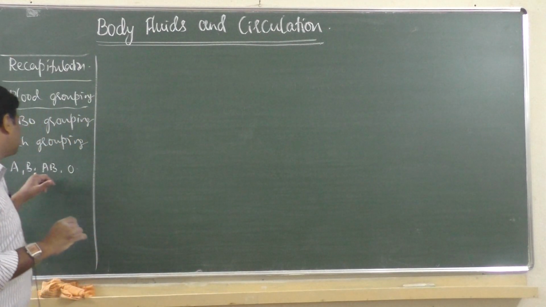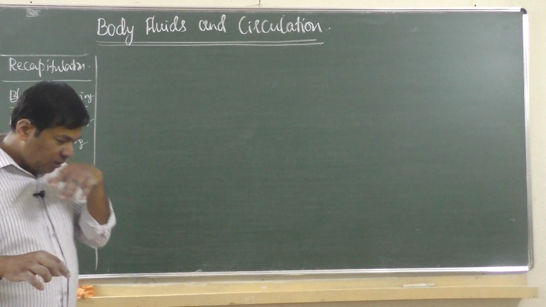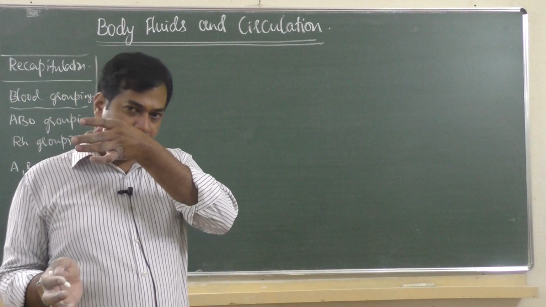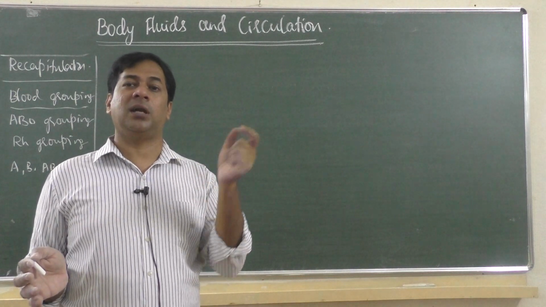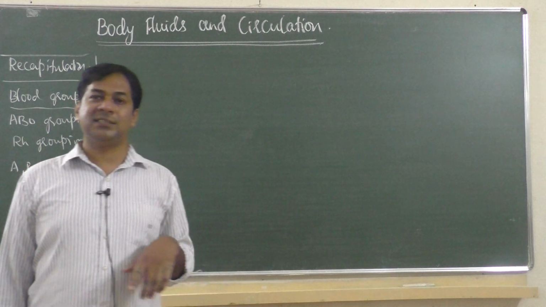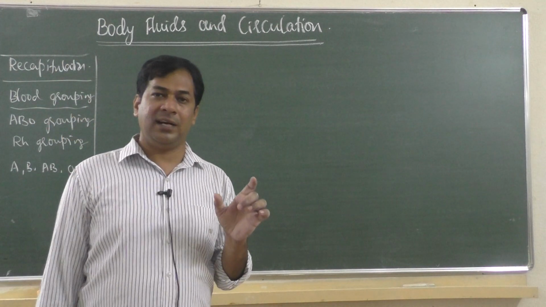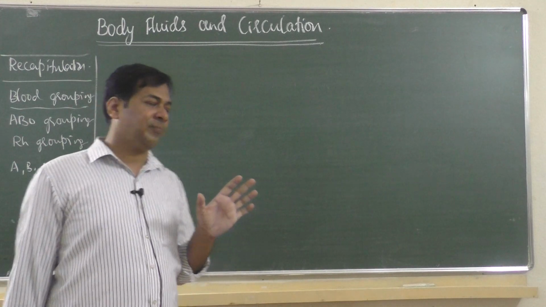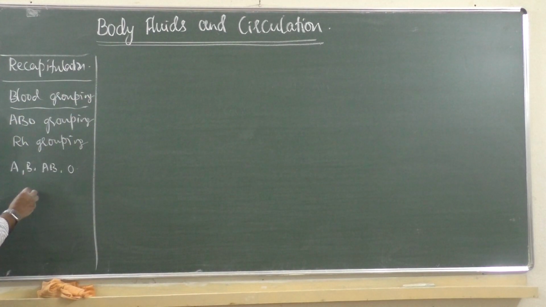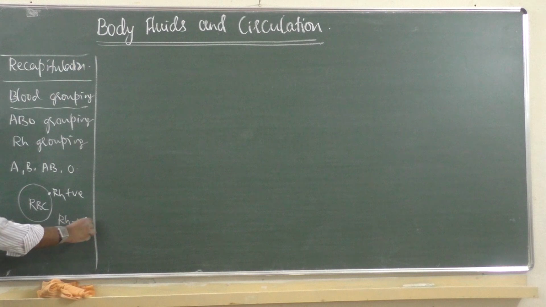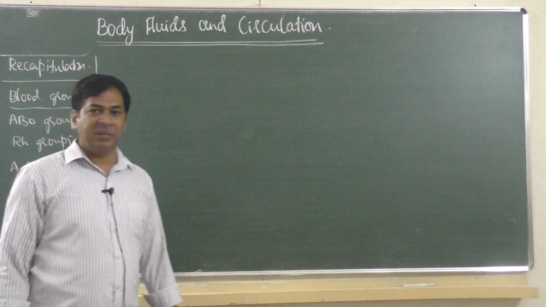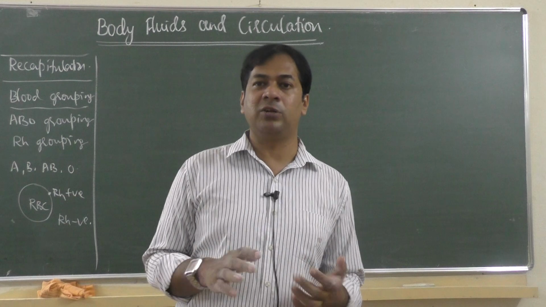Then RH factor means it is one more antigen present on the membrane of RBC, red blood corpuscle. It looks the same as the antigen present on the RBC of the rhesus monkey. The rhesus monkey starts with the letters RH, so they call it the rhesus factor. If that RH antigen is there on the RBC outer membrane, then it is called RH positive. If it is not there, then it is called RH negative. Then we have learned that mixing of RH negative and RH positive blood should not happen.